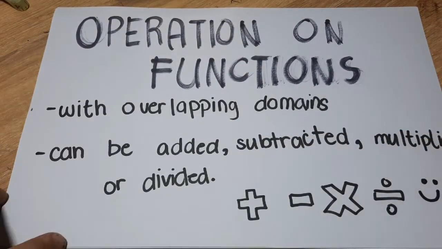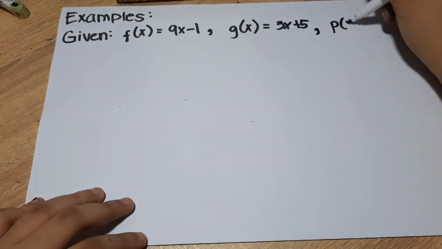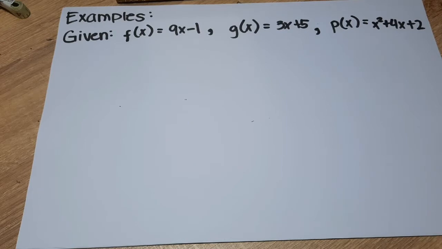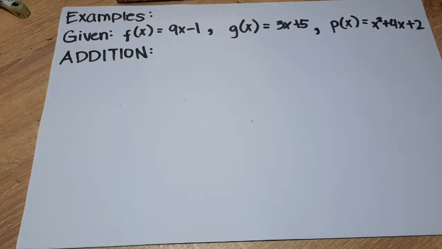For the first example, the first operation on functions is the sum of two functions, wherein the given two functions is defined by the equation as f plus g. Let's give it a try finding the sum of the given functions below. In finding the sum of two functions, we must write first the equation based on the given function. For number 1, f plus g.